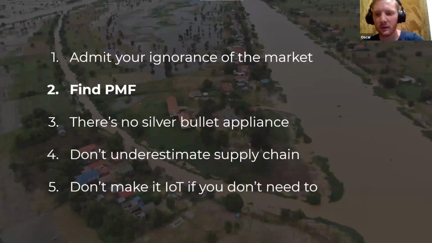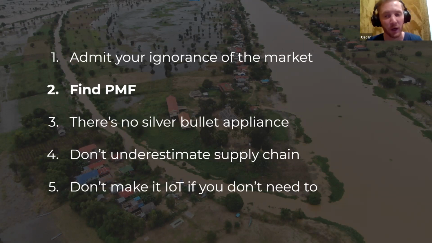So next slide, please. The next lesson is find PMF. PMF stands for product-market fit, which you might have heard of before. It's really the key thing that every startup is trying to find. And the concept is you not only need the right product, you need the right market for it.